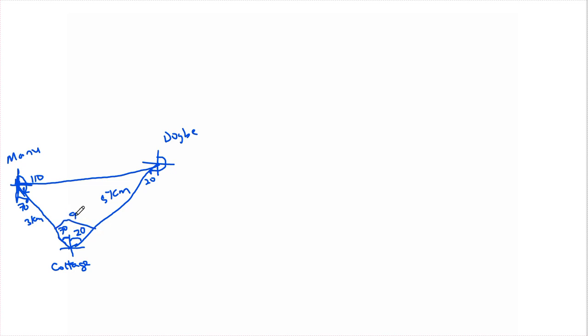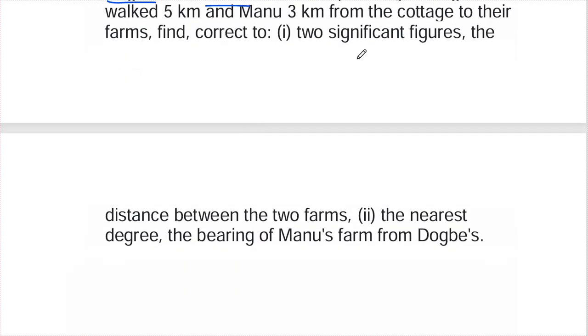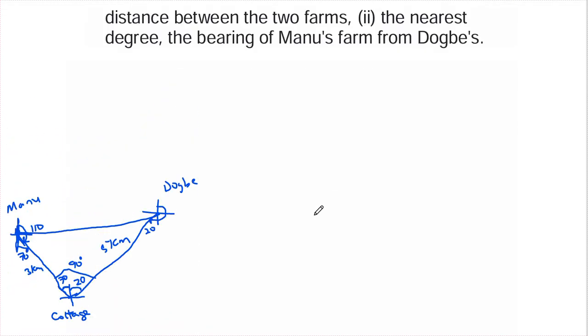Now there are a lot of things we can get here. This one here is 3 kilometers. Now I can get something here in the sense that if here is 70, because of alternate angle, here will also be 70. And if here is 20, because of alternate angle, here will also be 20. That is giving us here to be 90 degrees. Again, 90 degrees. You can see that.